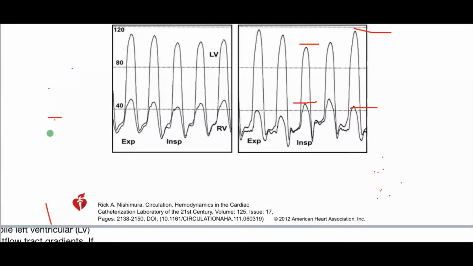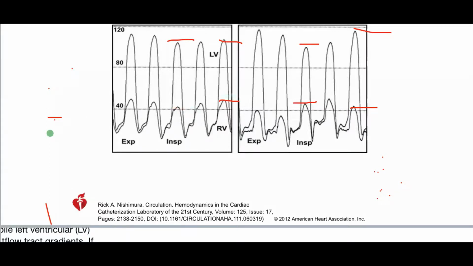This is constriction. Look at the other slide: it goes up, goes up, it goes up; goes down, it goes down. This is concordance. LV and RV concordance. Concordance is restriction. Discordance is constriction.